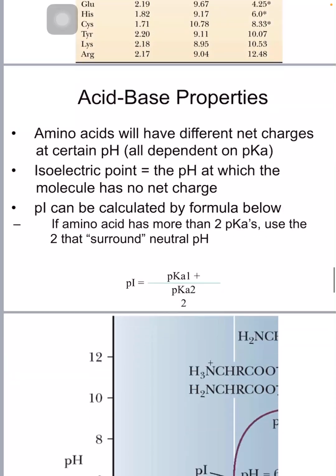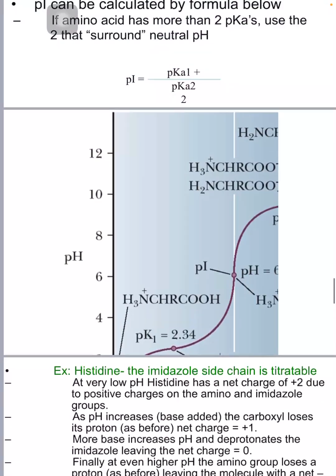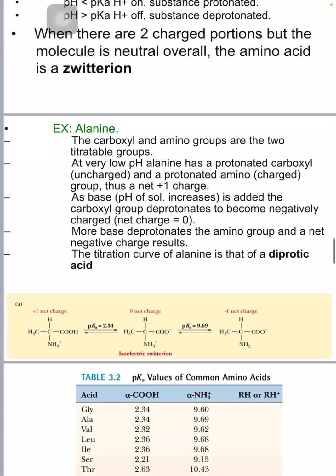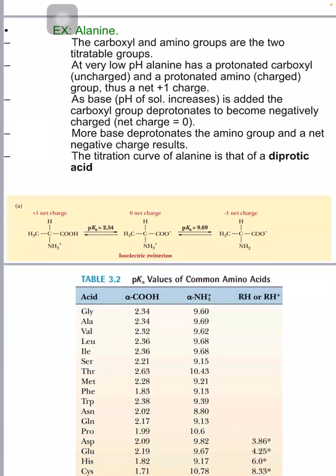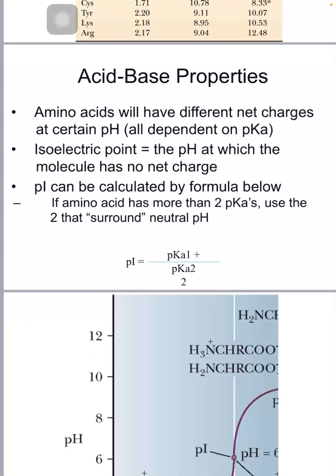All right. So you've seen a couple of places, like if you look at this third structure of histidine, you see it's labeled as an isoelectric zwitterion. And you see the same thing in the second structure of alanine. So we talked about the definition of zwitterion. We can also define something called the isoelectric point. Basically, the isoelectric point is the pH at which the molecule has absolutely no net charge, where everything is perfectly neutral. And so it's really easy to calculate.